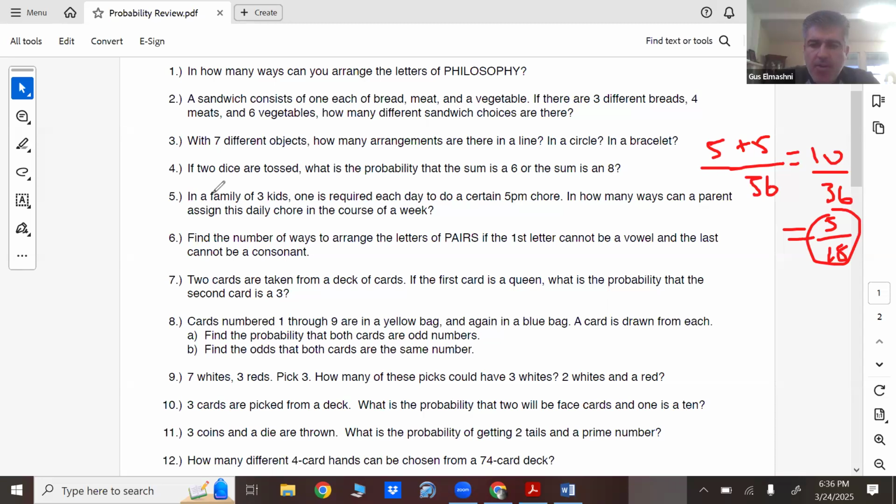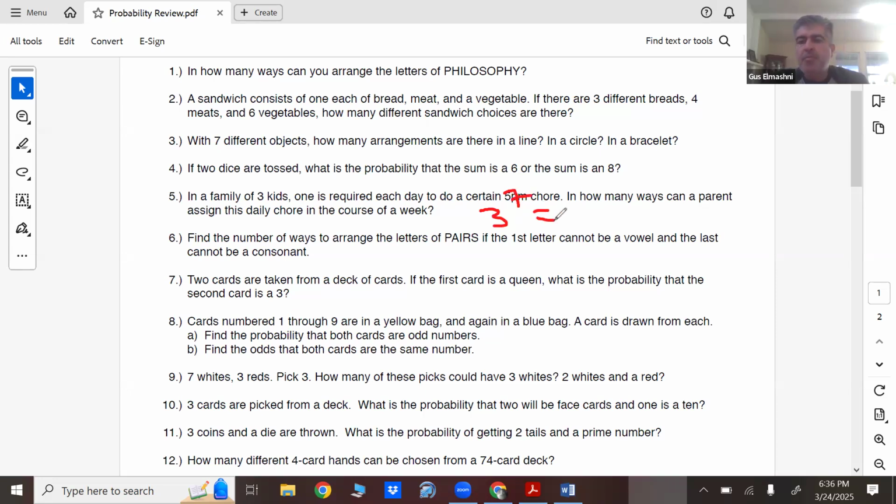If any 3 kids are required each day to do a certain 5 p.m. chore, how many ways can parents assign a chore in the course of a week? Well, you have 3 choices every day and 7 days in a week. So it'd be 3 to the 7th power, which would be 2187 ways.